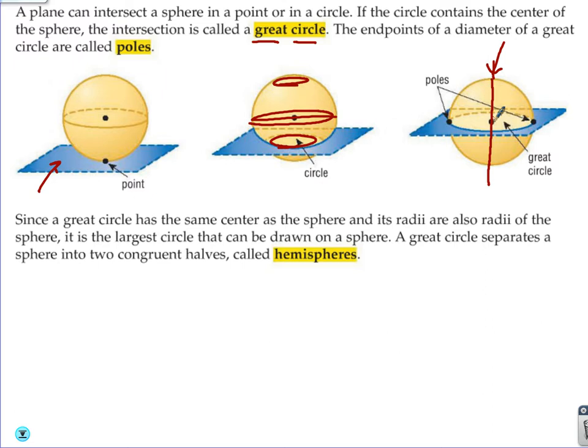A great circle has more than 2 poles, okay, everybody knows that, right? Since a great circle has the same center as the sphere, and its radii are also radii of the sphere, it is the largest circle that can be drawn on a sphere. A great circle separates a sphere into 2 congruent halves called hemispheres. We know about the northern hemisphere, southern hemisphere. If you pass a plane through the equator, then you've got 2 hemispheres.